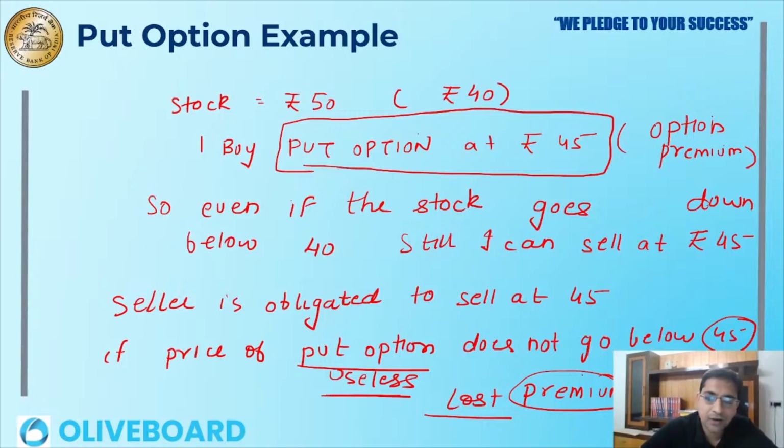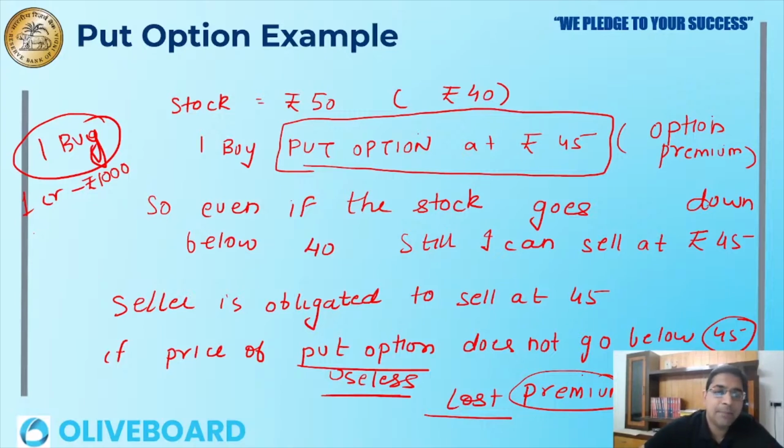Here it works like insurance. I buy insurance. Say I buy this 1 crore insurance for 1,000 rupees. So for one year of life, I got secured. Similarly, in the put option and call option also, the same thing works.